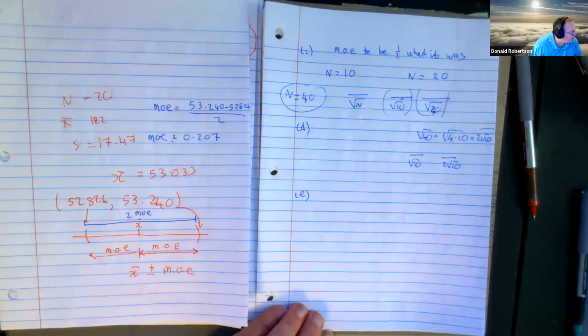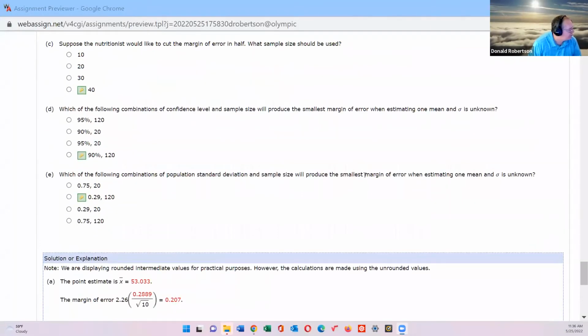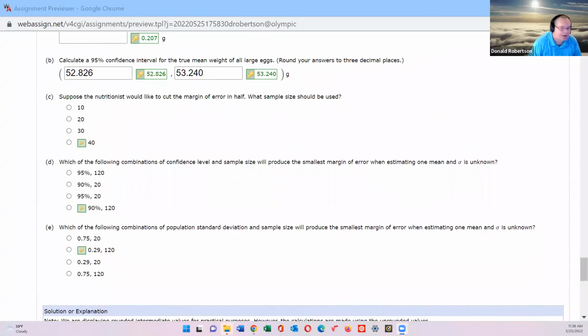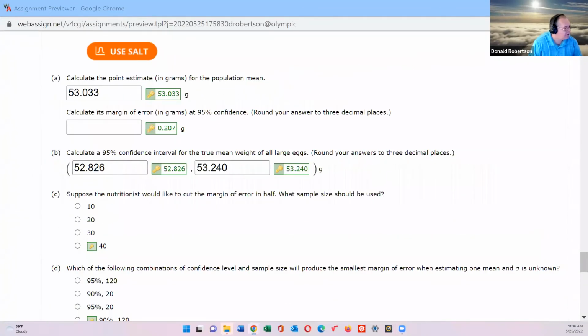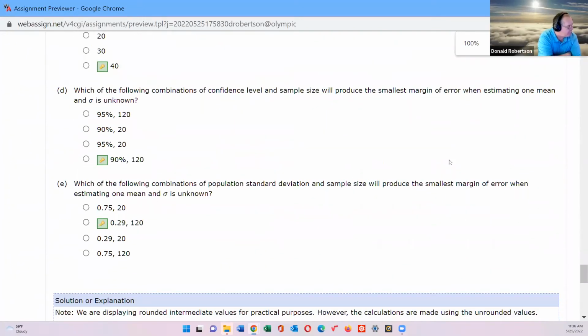Now, which of the following combinations of confidence levels and sample sizes will produce the smallest margin of error? Right, I'll just show you the last 2 answers, then we can talk about why they are the answers that they are. Okay, oh, by the way, there's my 40. Can I make this bigger? Yay, good. Because this is quite small writing. Which of the following combinations of confidence levels and sample sizes will produce the smallest margin of error? Don't worry about the mean and sigma unknown, those don't matter, right?